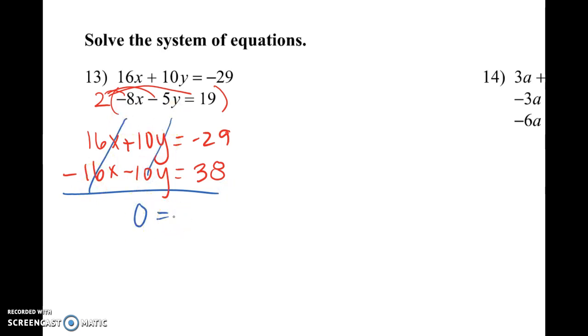And then what's 38 minus 29? 9. Does 0 ever equal 9? No. So what's my answer? Good. No solution.